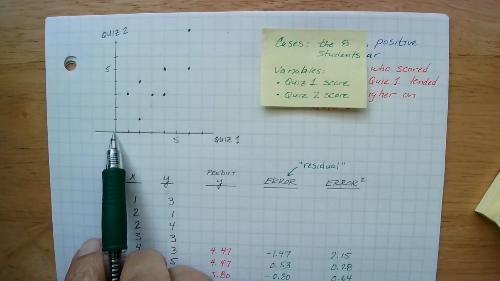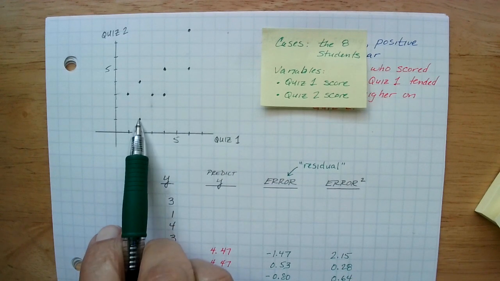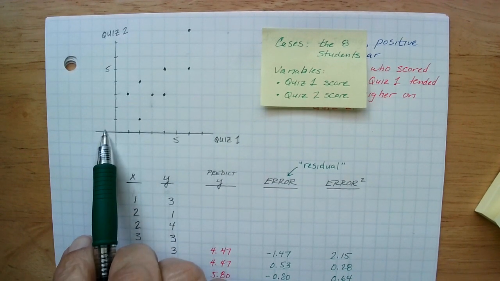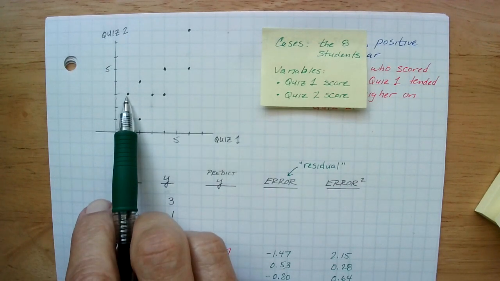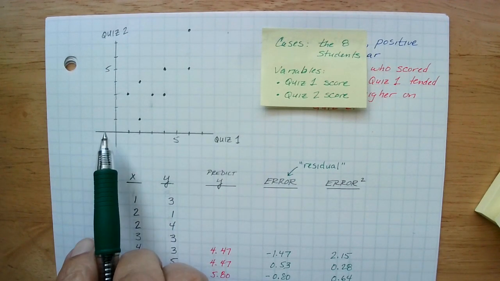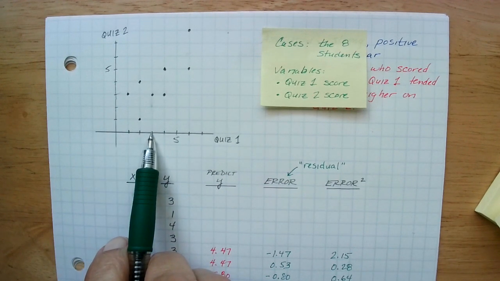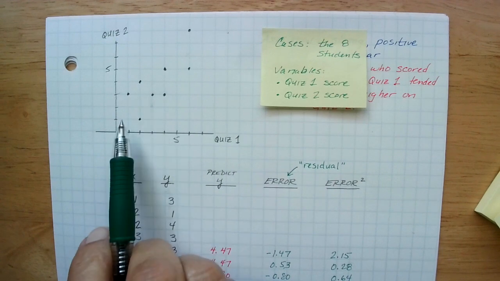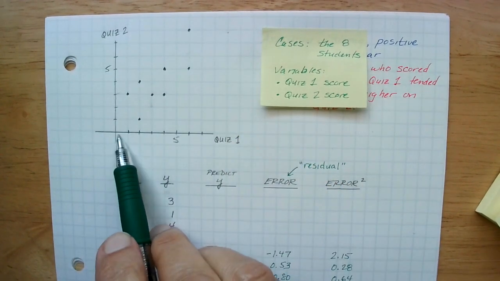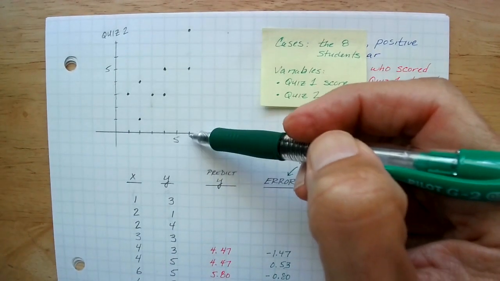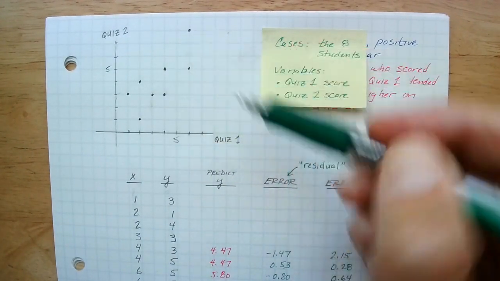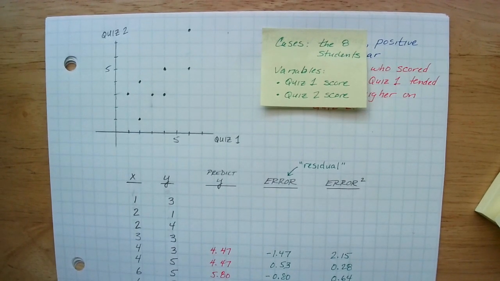So one student, for example, got a 2 on the first quiz and only got a 1 on the second quiz. Another student got a 1 on the first quiz but got a 3 on the second quiz. Another student got 3 on the first quiz and also got 3 on the second quiz. There's a student over here who scored a 6 on the first quiz, and it looks like they scored about an 8 on the second quiz. So our question is, is there a relationship between how well somebody did on quiz 1 and how well they did on quiz number 2? So let's go back to some things we've done recently.